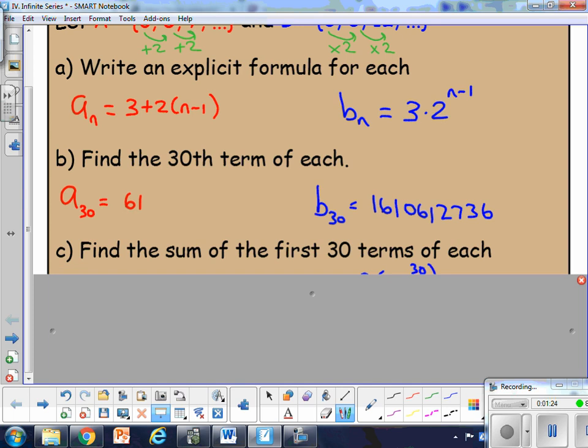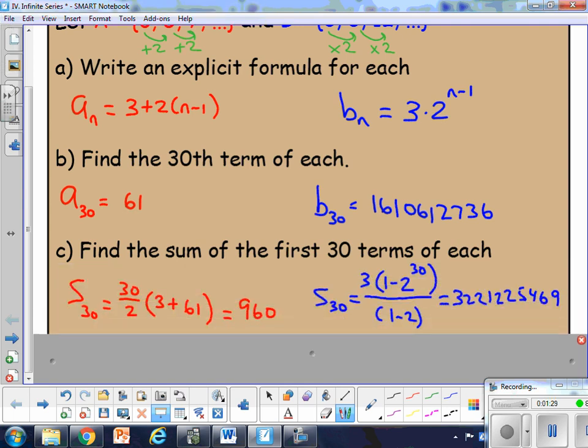Okay, and then the most recent material was about finding the sum of the terms. So if I ask you for the sum of the first 30 terms, that was the two new formulas from previous sections. For arithmetic, again, remember it's n over 2 times a1 plus an. So you can see the values plugged in there, 30 over 2 times 3 plus 61. So 960 would be the sum of 30 terms. And in geometric, it's a1 times 1 minus r to the n, all over 1 minus r. Okay, so go back and look at the previous videos if you want a little extra recap on those. But again, these numbers are the sum now of 30 terms.